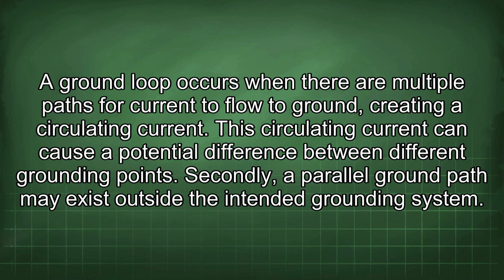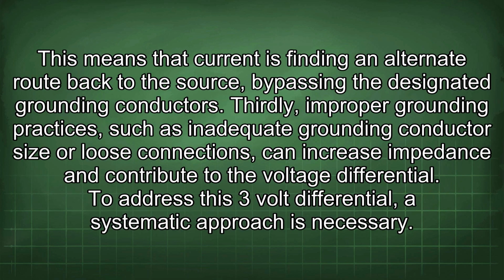Secondly, a parallel ground path may exist outside the intended grounding system. This means that current is finding an alternate route back to the source, bypassing the designated grounding conductors. Thirdly, improper grounding practices, such as inadequate grounding conductor size or loose connections, can increase impedance and contribute to the voltage differential. To address this 3-volt differential, a systematic approach is necessary.